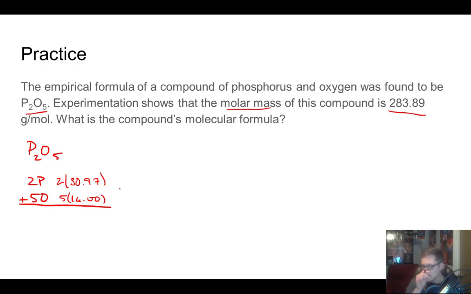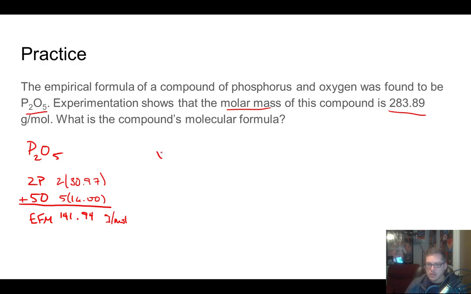All right, now we're going to add all those guys up together. So 2 times 30.97 plus 5 times 16. That's going to be 141.94. So that is the empirical formula mass, because we had the empirical formula and we figured out the total mass just by adding up all the elements that are in it. 141.94 grams per mole. All right, so we'll just put grams per mole here. Now what we need to do is take this number and divide it into the 283.89.